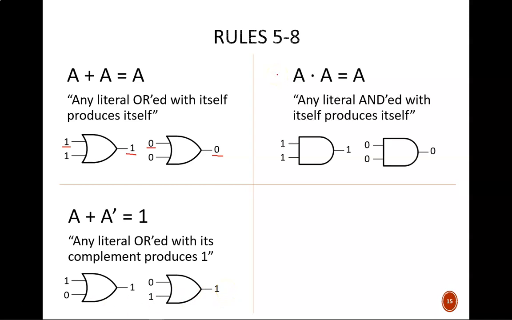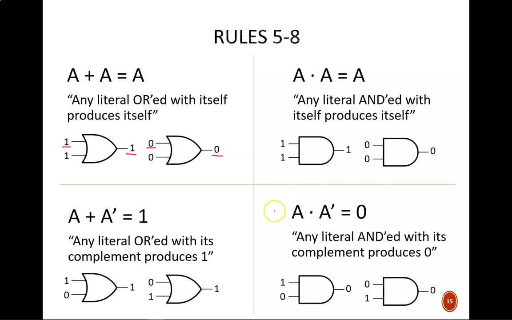Rule 7 is just like Rule 5, but for the AND operation. Any literal ANDed with itself produces itself. This is plain to see in the examples. And for Rule 8, its setup is similar to Rule 6, but the results are just the opposite. Any literal ANDed with its complement produces 0. When the inputs are complements of each other, we are guaranteed to have a false ANDed with a true, and that always makes false.